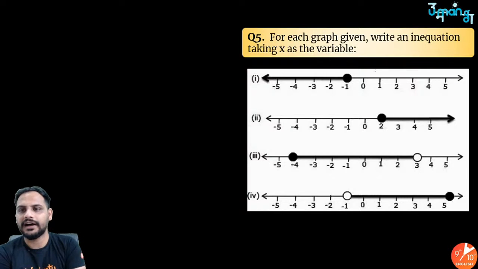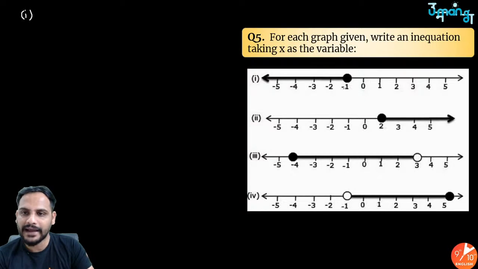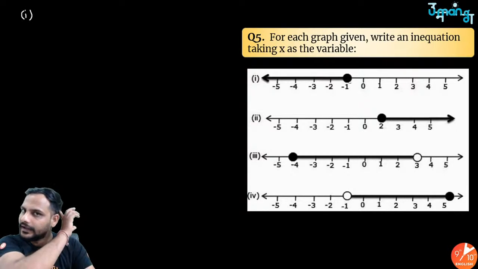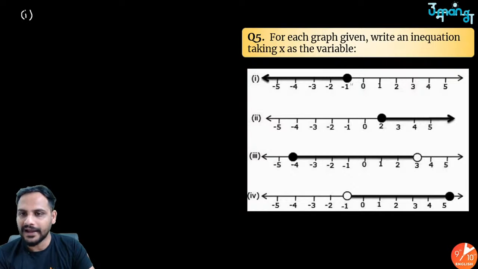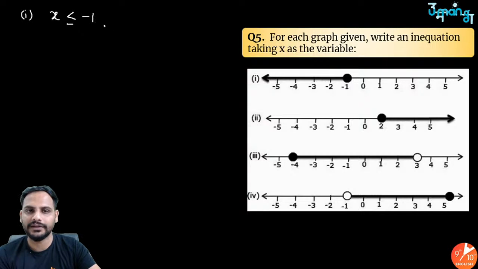For each graph, write inequation taking x as the variable. We have to write the inequation. So the first one, if you will see, is minus 1 with a darkened circle. Darkened circle means included. Minus 1 is included and all the values less than minus 1. So I can say x is less than or equal to minus 1. Simple. Second part, darkened circle on 2, all the greater values.